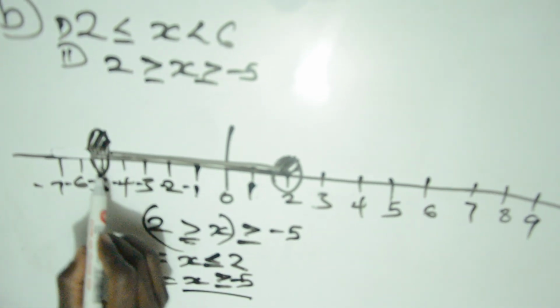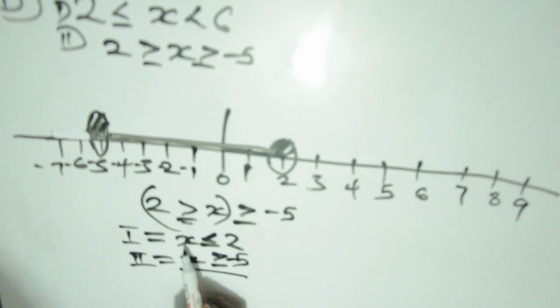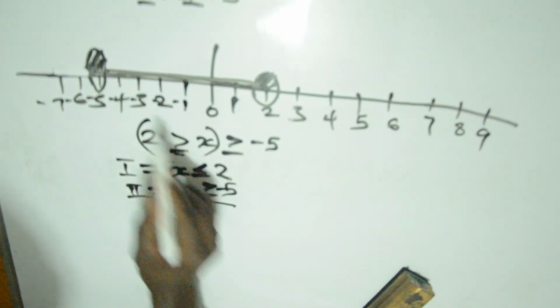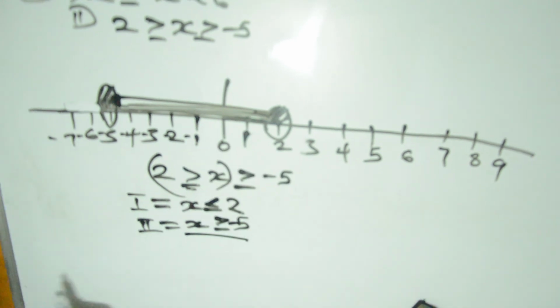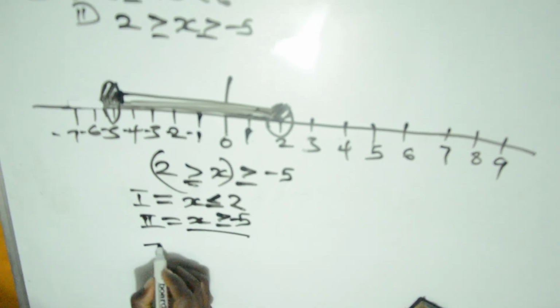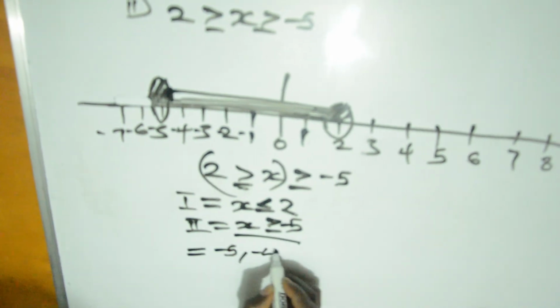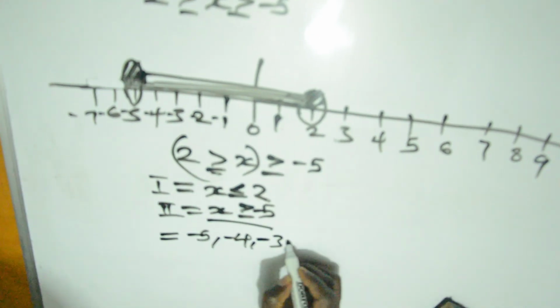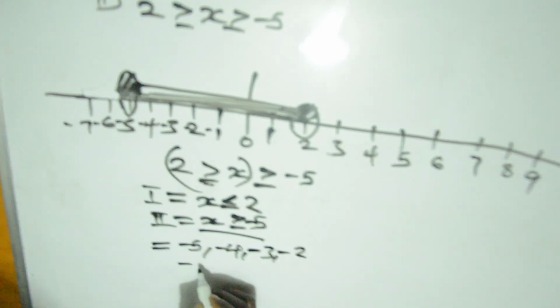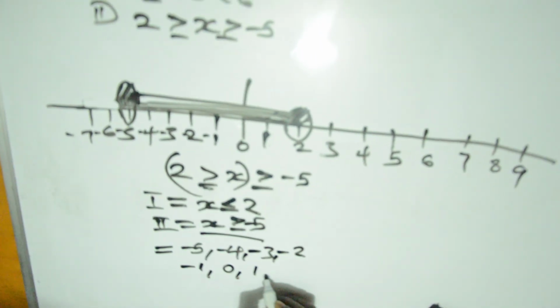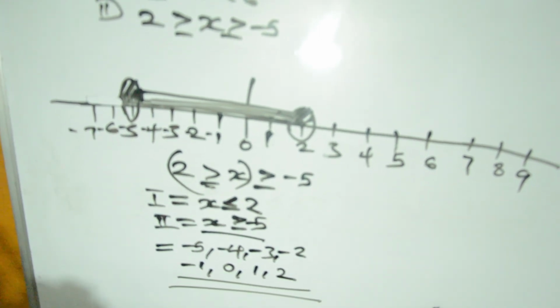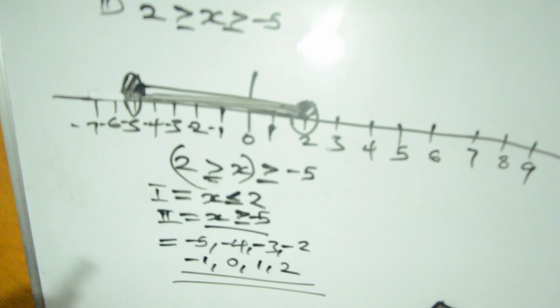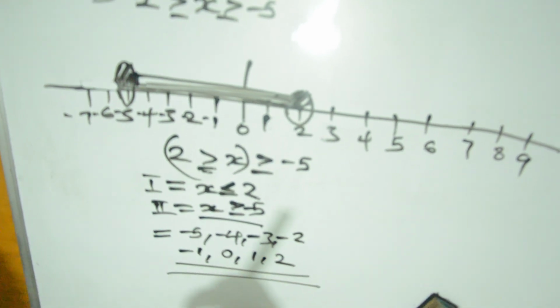So those numbers that are between x is less than or equals to 2 and x is greater than or equals to -5, they are from -5 up to 2. So when you're told to write those numbers, you're going to start with, the numbers are -5, -4, -3, -2, -1, 0, 1, and 2. These are the numbers. So that's how you represent linear inequalities on a number line with double signs and single signs.